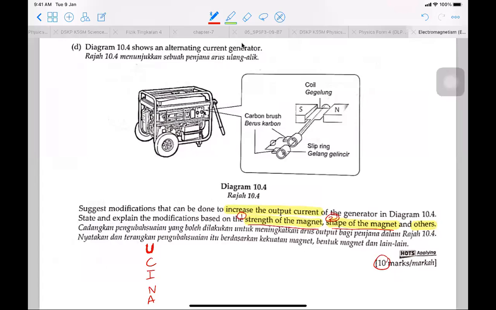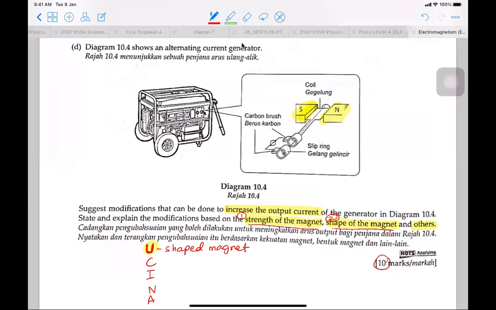So look at this magnet here, the shape of the magnet. What modification should we do to the shape of the magnet? Curve magnet, right? That's why the U means that it is a U-shape magnet. U-shape magnet.